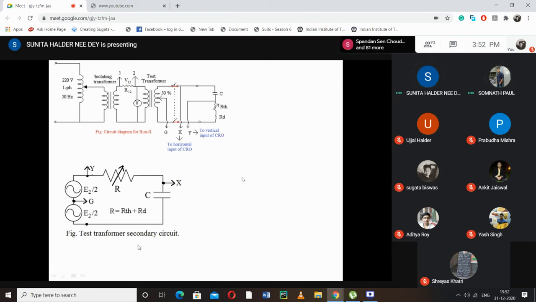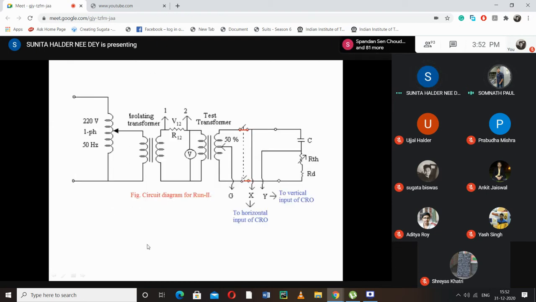Ma'am, can you explain the significance of using RD and RTH? Actually, we need a series RC circuit with variable resistor, right? So resistance must be varying. In the laboratory, with one resistor we cannot get the desired result. For that reason we need two resistors. One is a rheostat, that you have seen in your first semester lab. Have you seen a rheostat? Yes, ma'am. And another is a decade resistor.